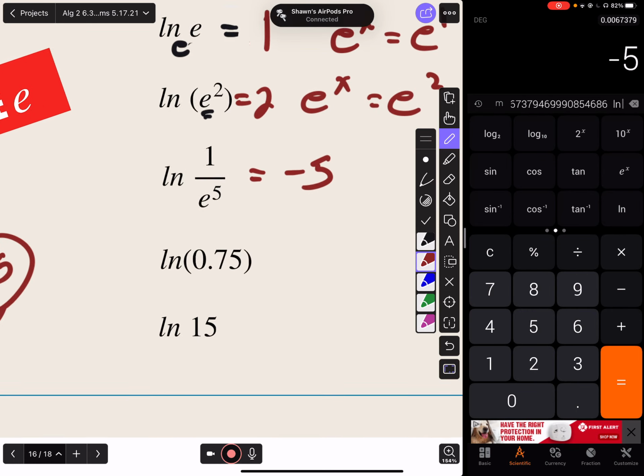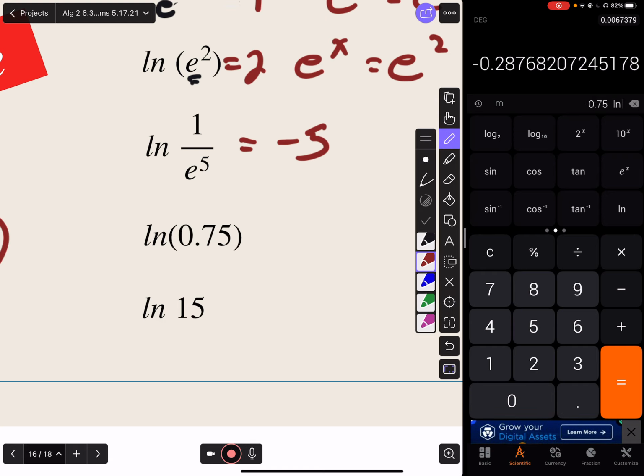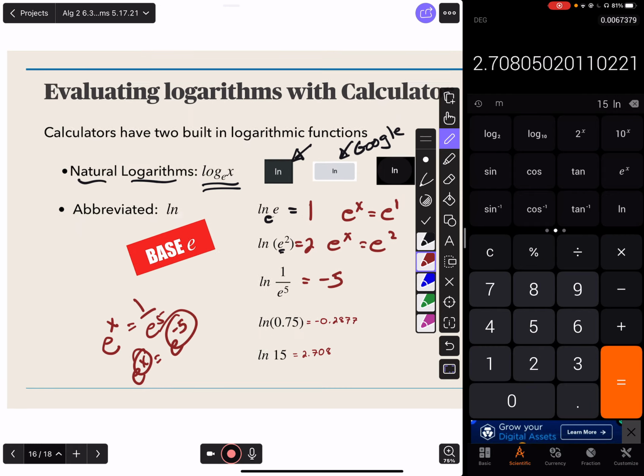In this example, you notice they don't have e in the problem. I mean, it's a natural log, base e, but I don't have an argument that has an e in it. This is without a doubt a calculator problem. So we just go to our calculator, 0.75 natural log, and it equals negative 0.2877. And natural log of 15, there's no e in that 15. So we just type in 15, hit our natural log button, and it's about equal to 2.708. And you're done with those.